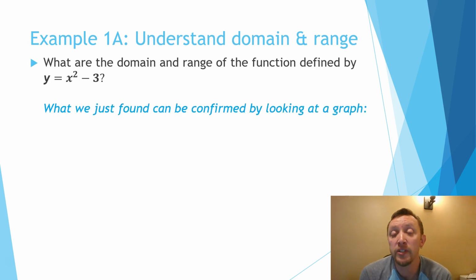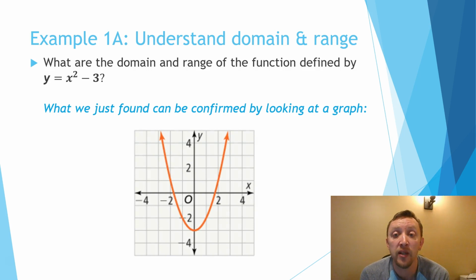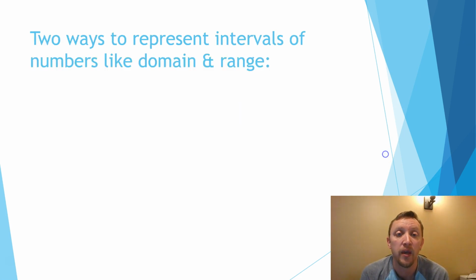So what we just found can be confirmed by looking at a graph. If we look at the graph of x squared minus 3, you'd get a graph that would look like this. And you can see that if we were to take this graph and squish it onto the x-axis, you get an arrow going in both directions. That just signifies that any number on the x-axis would work. And if you were to squish this graph onto the y-axis, you would see that the lowest point on the graph would be negative 3. There's no point smaller than negative 3. And then from there, it's going to go up.